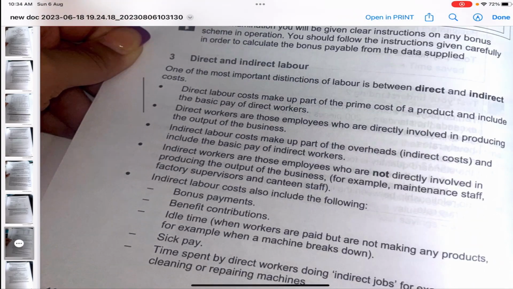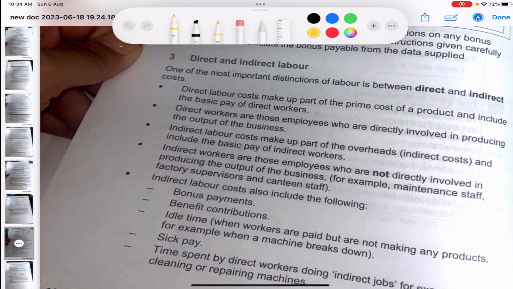Now we are starting with the new concept, which is direct and indirect labor. So what exactly is direct and indirect labor? Direct labor costs make up the part of the prime cost of the product. We have seen in the previous chapter that direct costs are always the prime cost and indirect costs will be the overheads, right? So what is a prime cost and what comes under prime cost?